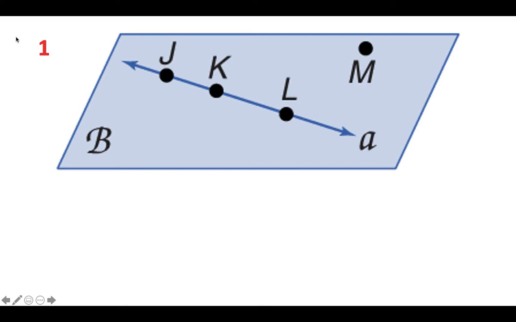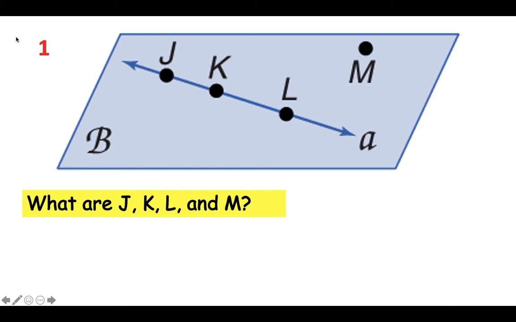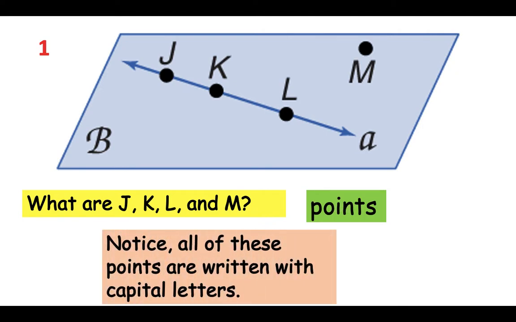So, what do you see here? We've got everything that we've talked about so far, right? We have points, lines, and planes. So what are J, K, L, and M? Well, we can see that they're capital letters and that they've got dots next to them, right? So these are examples of points. Remember, all points are written with a single capital letter.